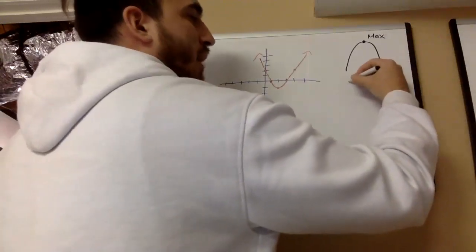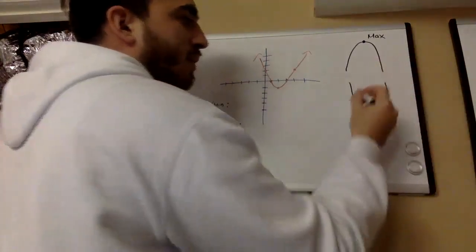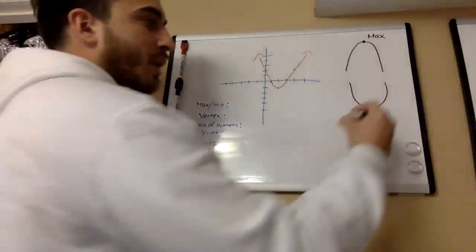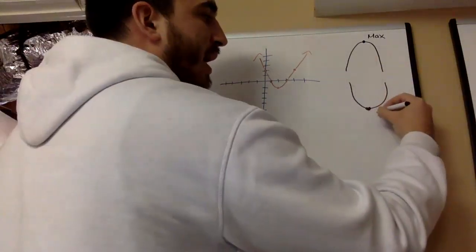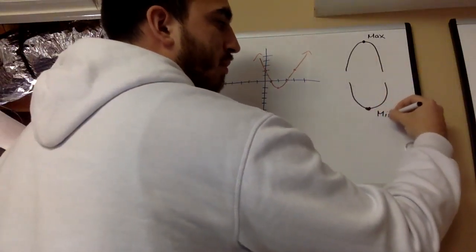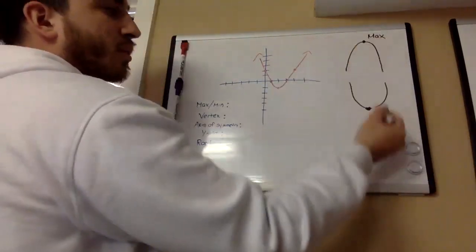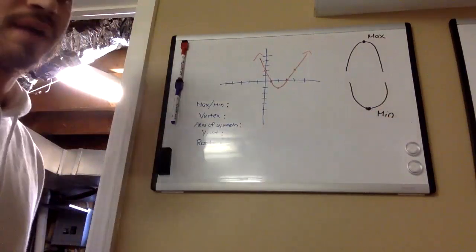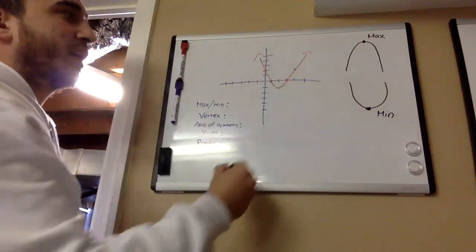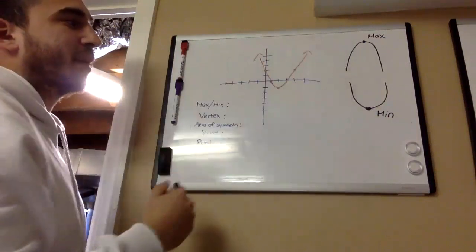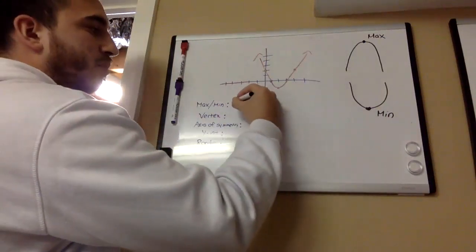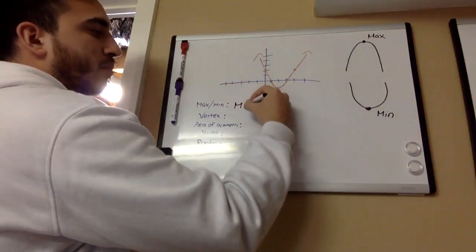However, if you have a parabola that goes downwards and looks like a hole or a ditch, this one is going to have a minimum. Either way, they're both still going to have vertexes at either the highest or the lowest point, but it depends on your graph. So if we look at the graph that we have right here, it's going downwards and makes a ditch. So this one is going to be a minimum.